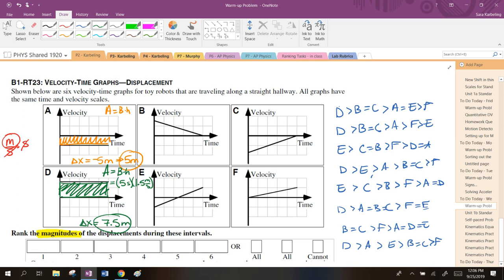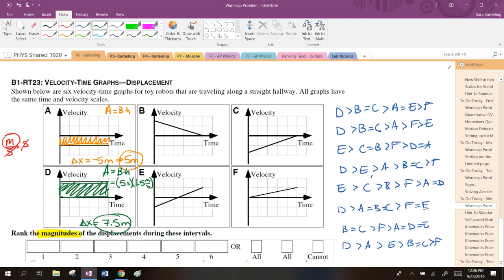Describe the motion in F for me. It's accelerating. Why do you say it's accelerating? Because velocity goes up. There's a change in velocity. Do you guys all see that? It's accelerating positively, which means it's speeding up, right? Is it moving forward or backward? How do you know? The values of the velocity are positive, so that means it's going forward and it's speeding up as it does so.